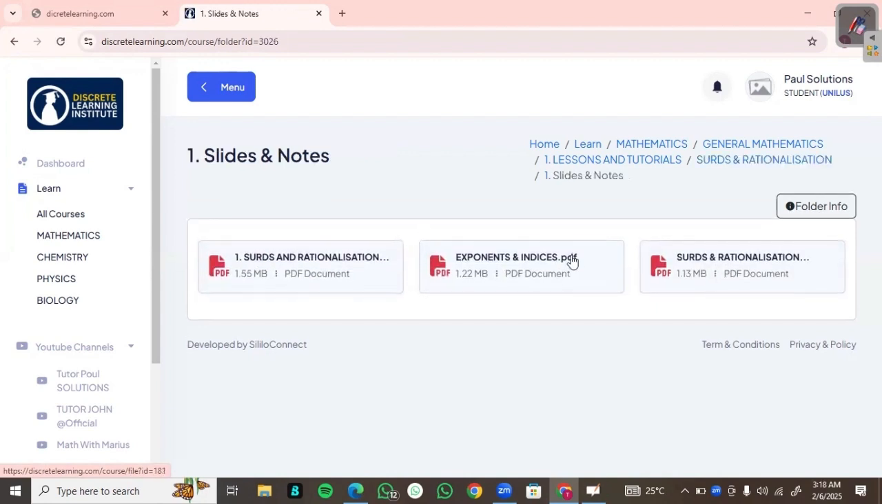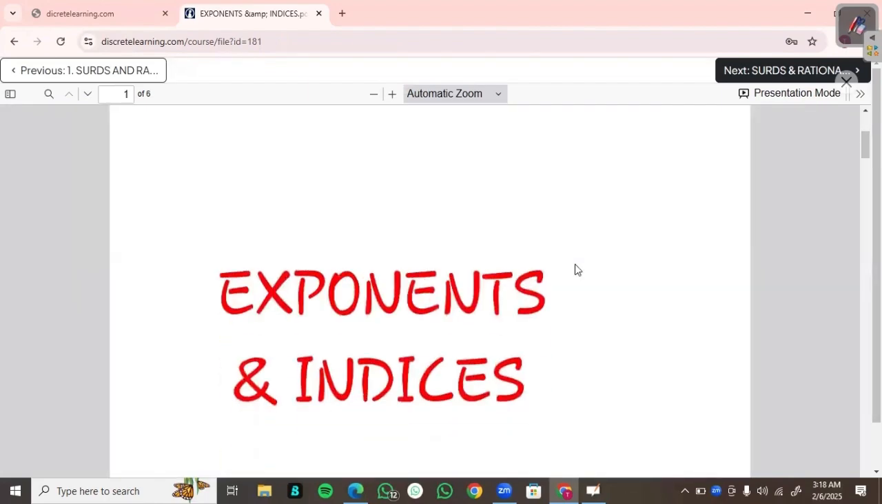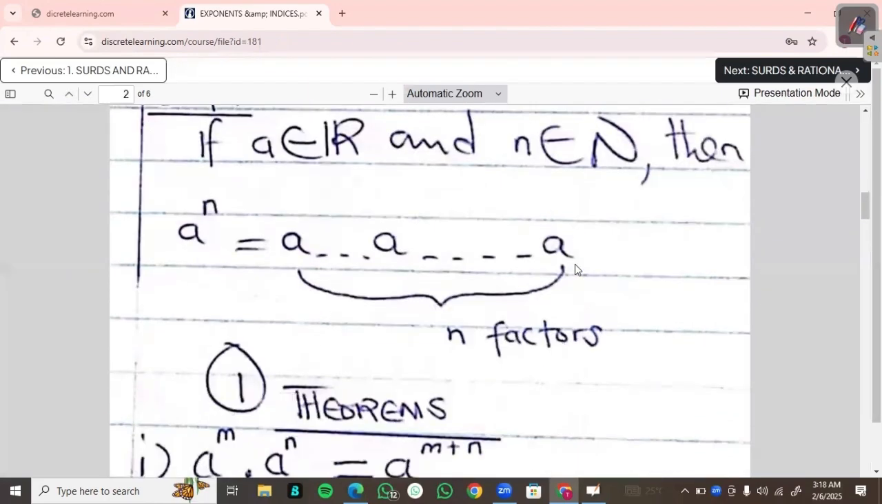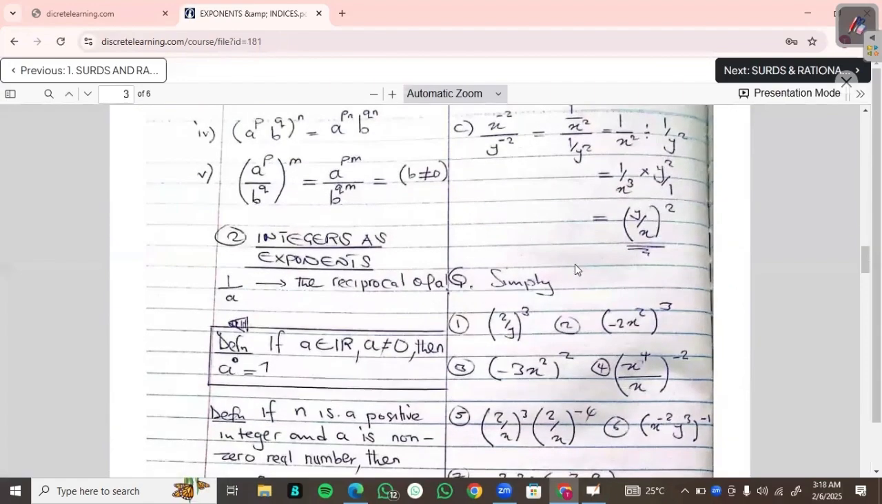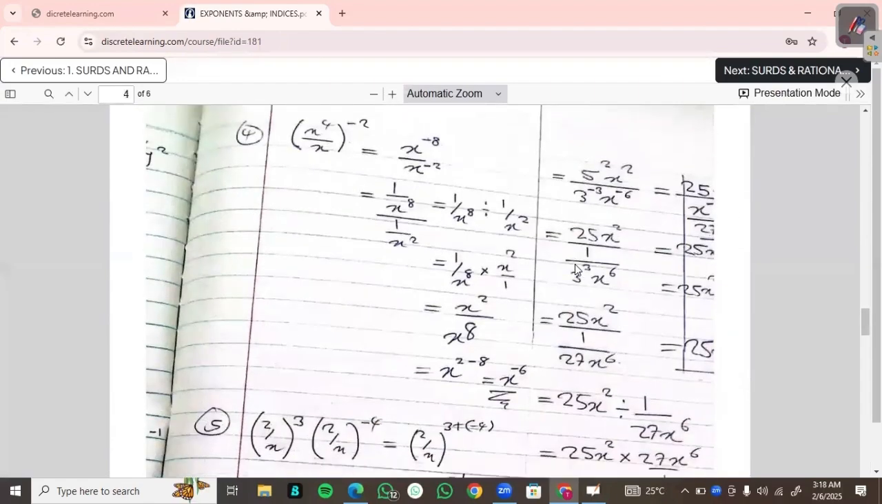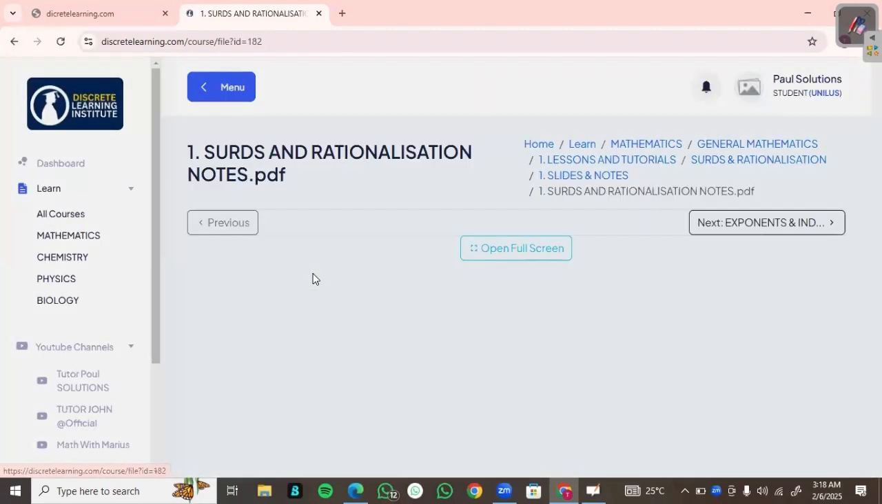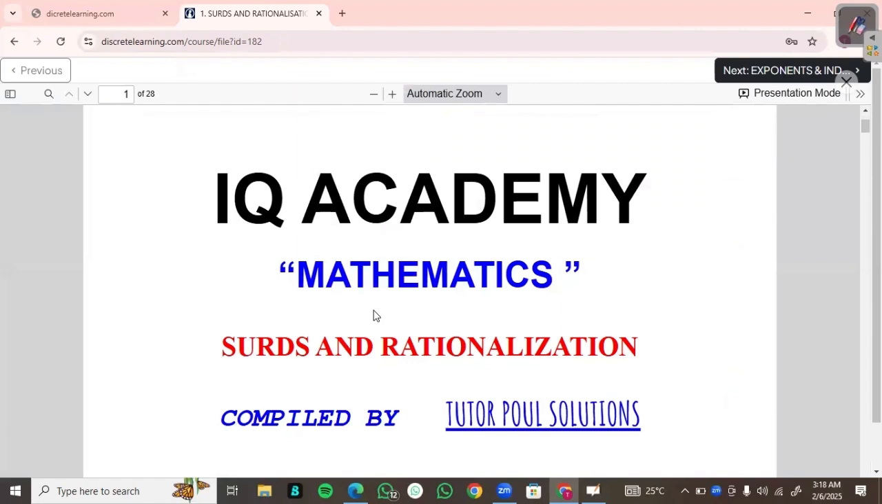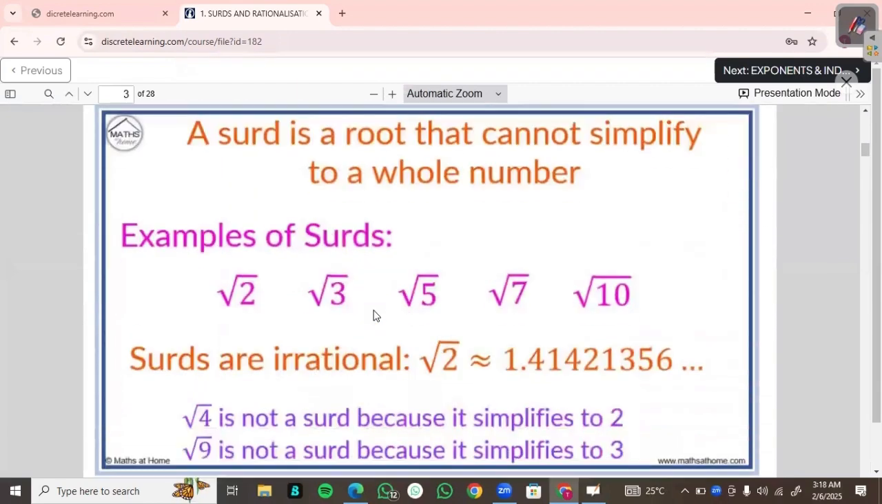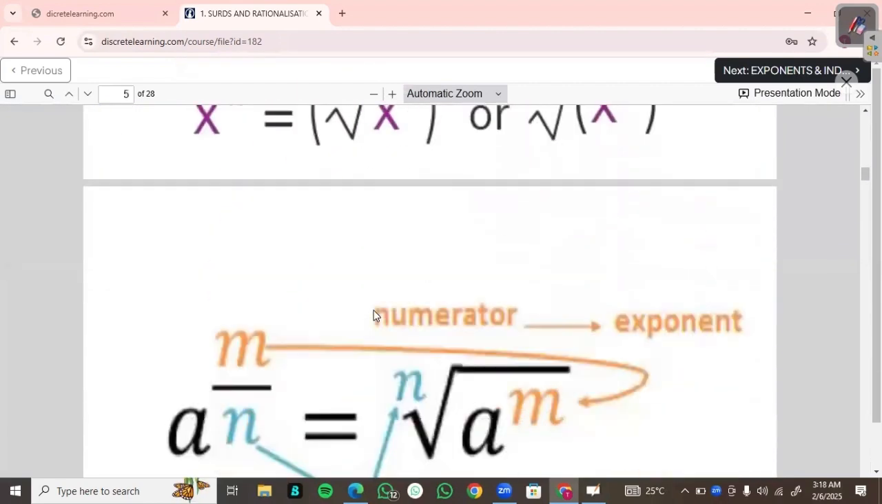So if I click on slides and notes here, you are going to find the notes. You can click any to study them. Let's click this one here. The notes are going to open like that, so you can go there and study them. These are your notes to study, so make sure you study them. They are very simple and simplified. I also have these notes here that I wrote by myself, so we can go through these notes to learn.